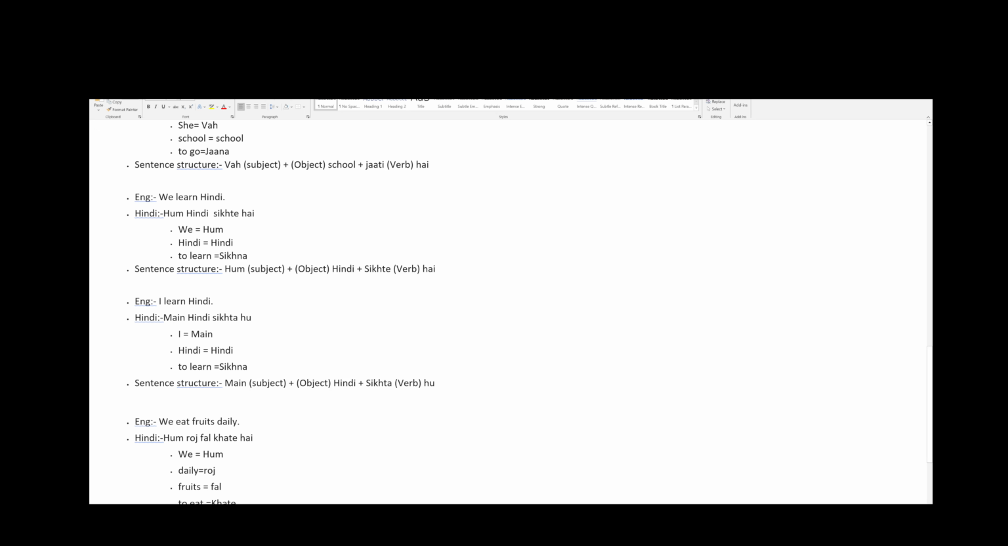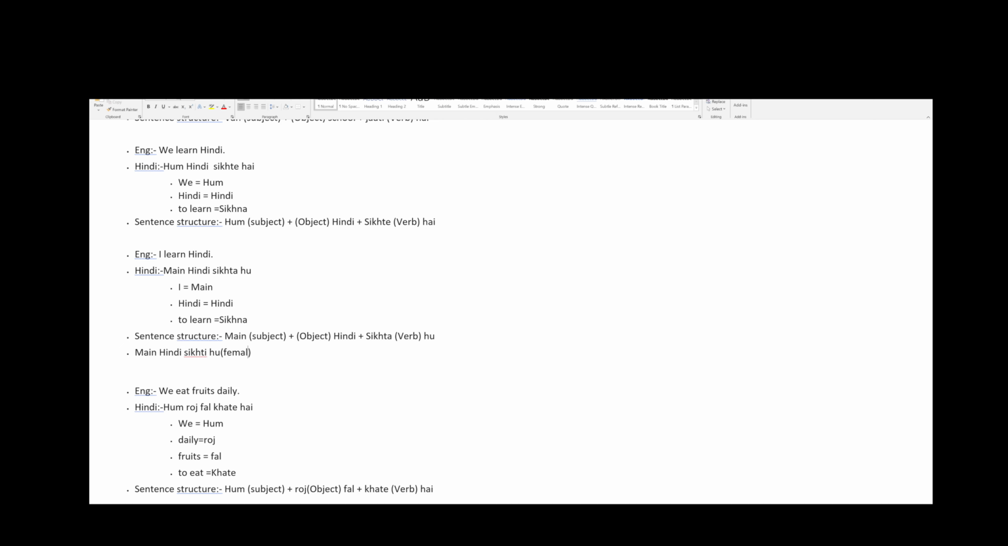Okay, मैं हिंदी सीखती हूँ for female. If your sentence is I learn Hindi and speaker is female, that time only. Okay, मैं हिंदी सीखती हूँ, female. Okay, this sentence is for male.